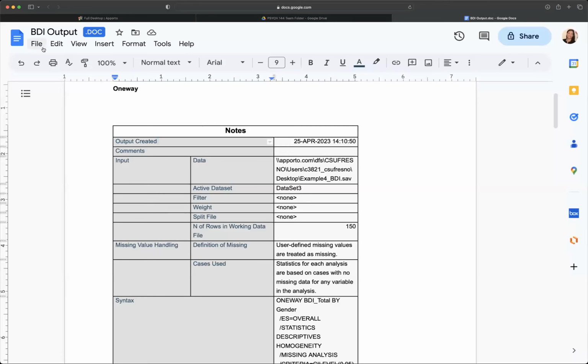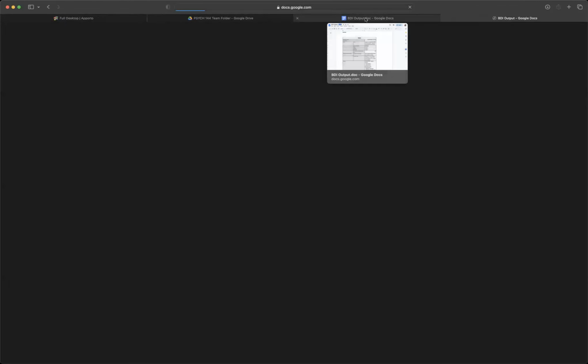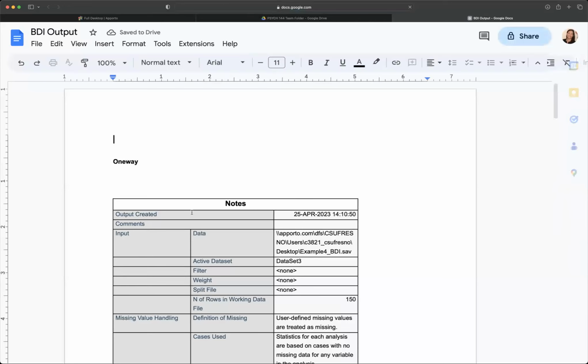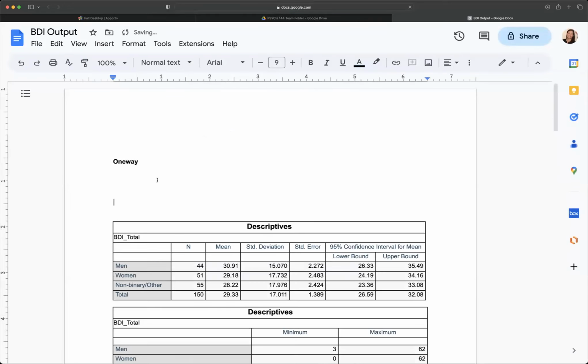Oh, I need to save this as a docx. So this is the drawback of the doc, is that you have to save it as a Google Doc, which is not a big deal, but it is prettier than the docx. So I'm going to right click. I'm going to delete my table.